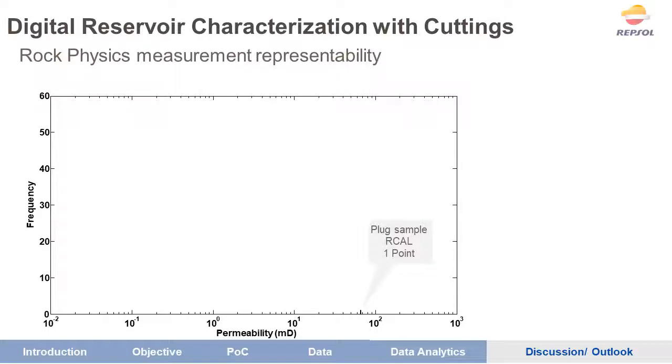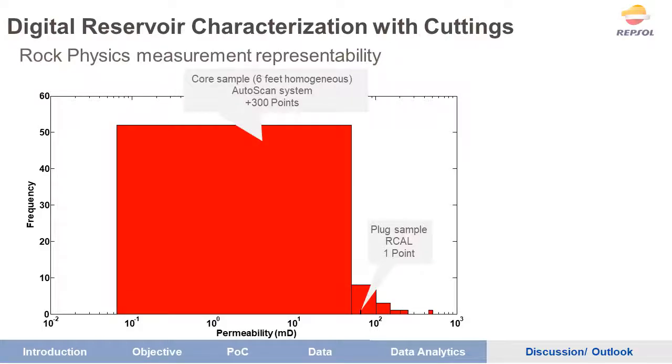To follow the discussion of the previous slide, I wanted to show you the work done in Repsol Technology Lab 1 year ago about the representativeness of rock physics measurements. What they did was to take a core of a very homogeneous material, take one plug and measure the permeability in one point, so they obtain a scalar. Then they took the core and did 300 point measurements along the core, obtaining the permeability distribution, which also contained the plug measurement value.